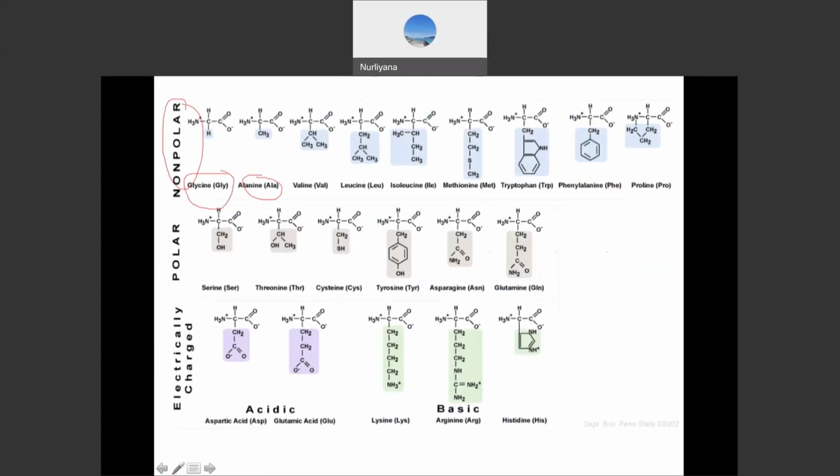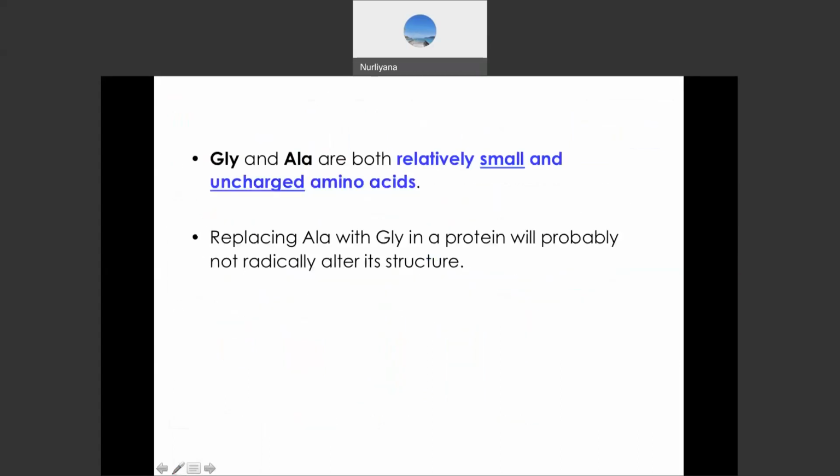So it shouldn't be that bad because they are small amino acids and they are uncharged. If they are non-polar, it means they don't have any charge. So they have the same characteristic and they still can work like normal, like alanine. So replacing alanine and glycine in a protein will probably not radically alter its structure.